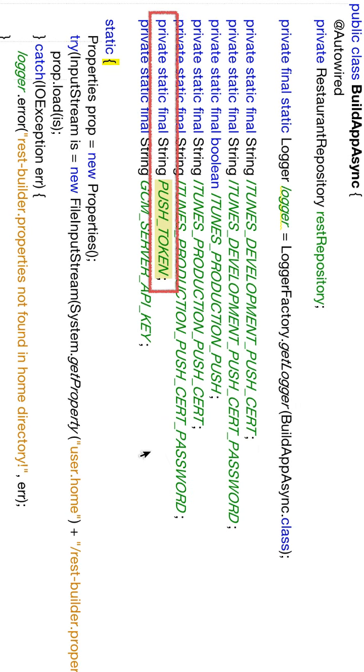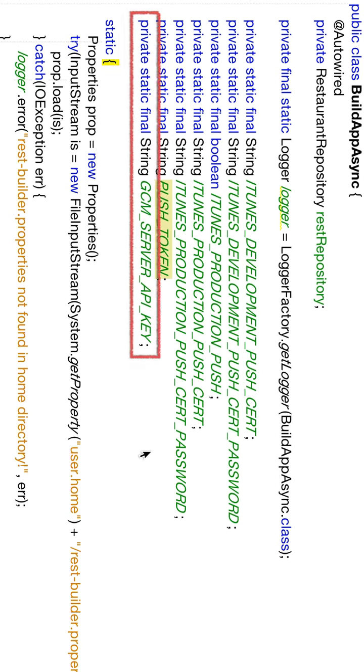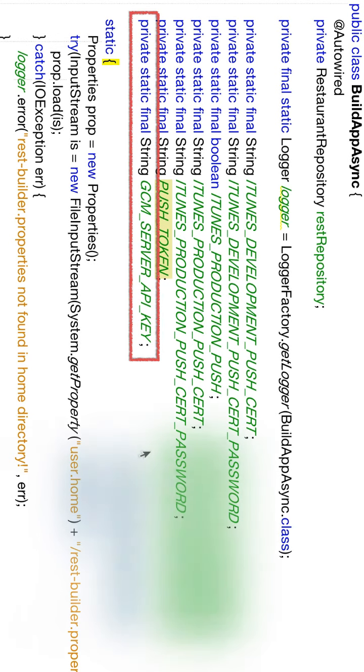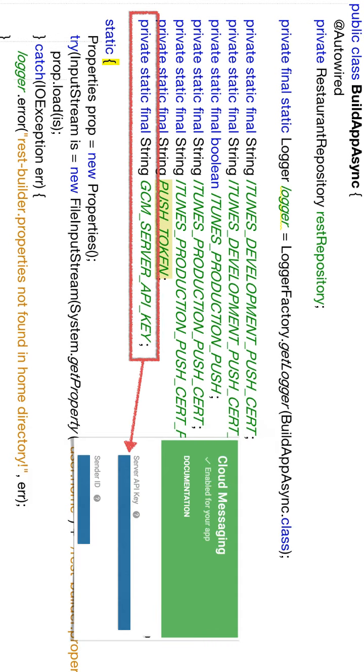The push token is taken from the Codename One account settings in the build server and is used to authenticate with the Codename One server. The GCM server key is the other value from the initial Android registration process. We need it for the Android push.